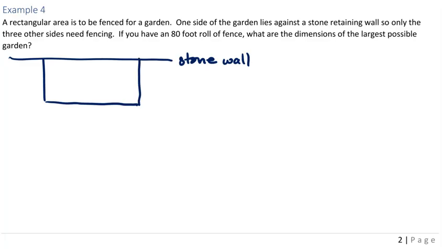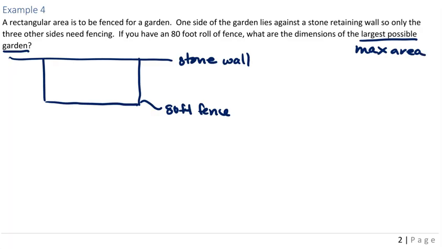So we don't know exactly what this rectangle looks like. That's part of our job in this problem, to figure out the dimensions of this rectangle, but we do know it's a rectangle. We do know that the three sides have to be enclosed with 80 feet of fencing. And we do know that we're trying to make the largest possible garden. When I say largest possible, I'm going to interpret that as maximize area. I want the maximum possible area.